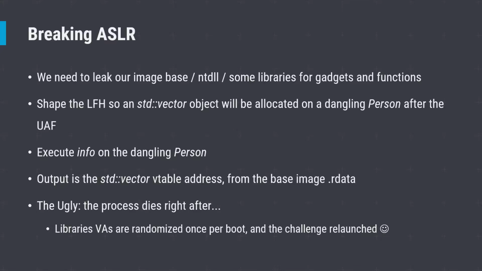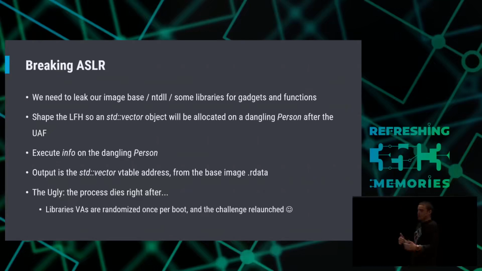So I probably need to trigger an allocation of some other object, which at the same offset as the std string name in the person class has some other pointer to the heap, to the stack, to a library, to a function pointer, whatever you want. Well, std vector actually meets those demands. So by triggering std vector, we can do this trick.